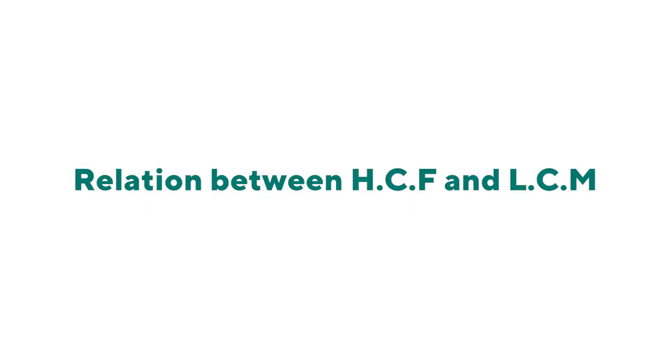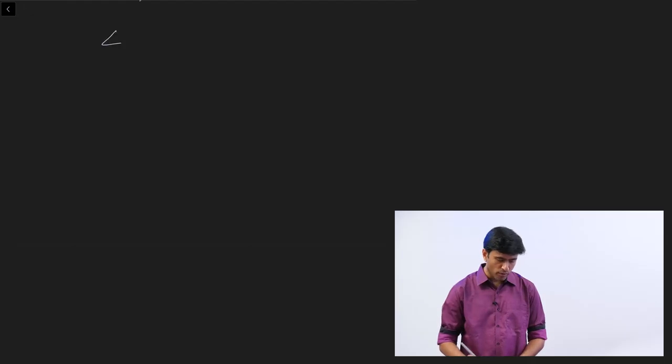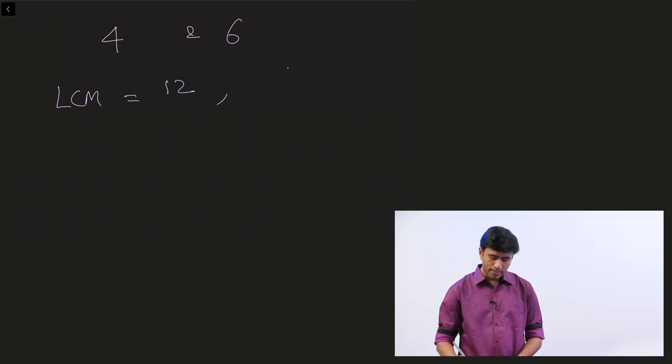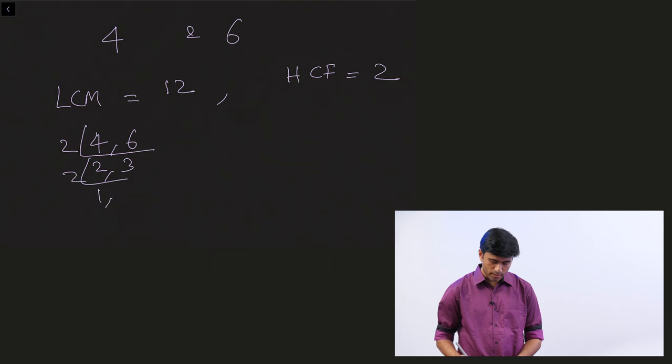Let's look at the relation between HCF and LCM. We're going to find something interesting. Let's take two numbers, 4 and 6. What is the LCM? If you do the LCM, you will find it as 12. And if you find the HCF, you will get it as 2. I'll show you how you got this. 2 4, 6; 2 2s are 4, 2 3s are 6, 2 1s are 2, 3. So 2 into 2 into 3 is your 12, which is your LCM.